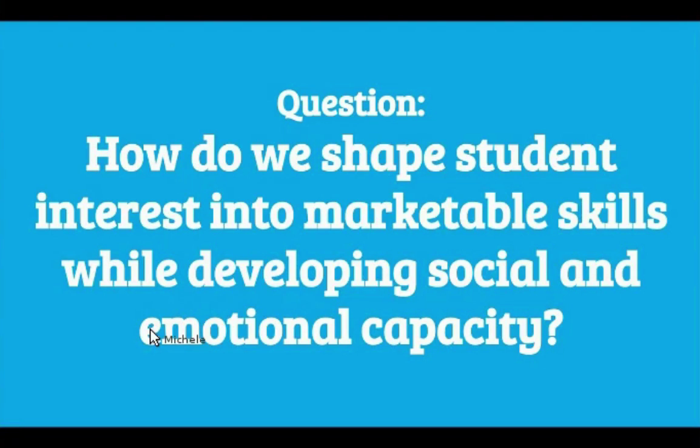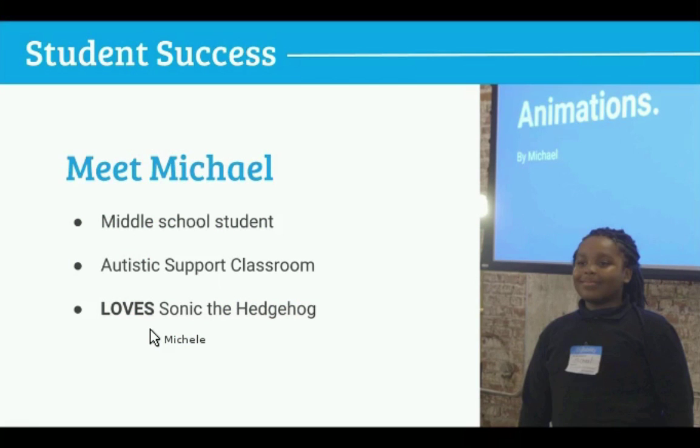I'll wrap up this webinar with a quick story that demonstrates how we shape student interest into marketable skills while developing social and emotional capacity. This is Michael. Michael is a student in a middle school autistic support classroom in a large urban school district. Michael loves Sonic the Hedgehog. In fact, he would prefer to watch YouTube videos of Sonic all day or spend time drawing images of Sonic and his friends. Michael's classroom is using the Digitability program where he is developing a variety of digital literacy skills.